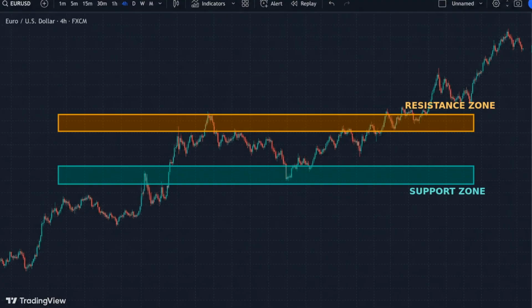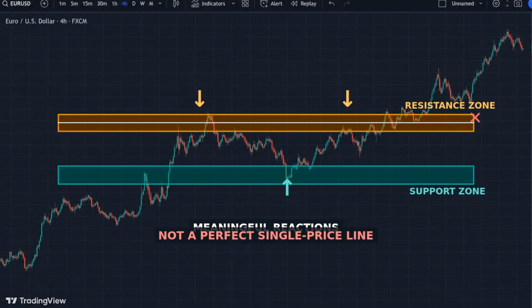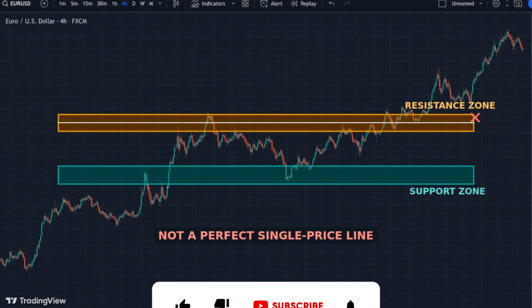Support and resistance are rarely perfect, single price lines. Price may move slightly through a level before reacting. This is why drawing a narrow zone is often more practical than expecting a perfect reaction from one exact price. Support is an area where buying pressure previously became strong enough to stop or reverse a decline. Resistance is an area where selling pressure previously became strong enough to stop or reverse an advance.